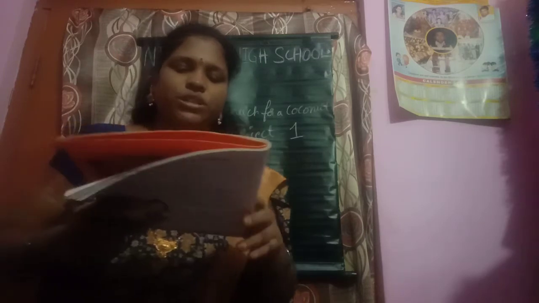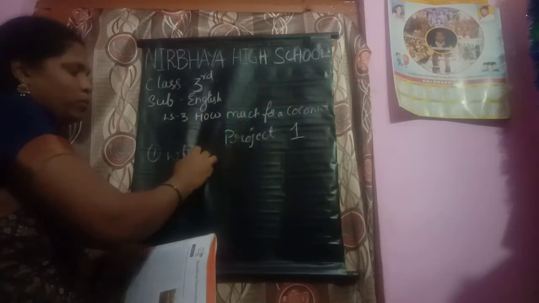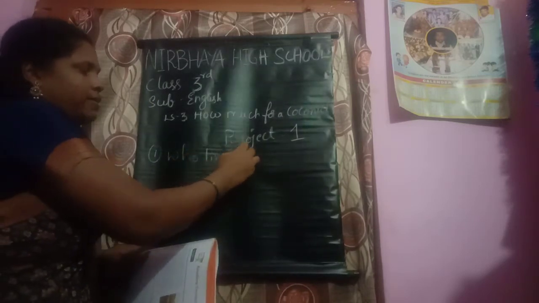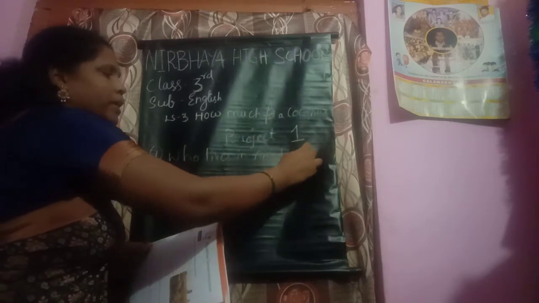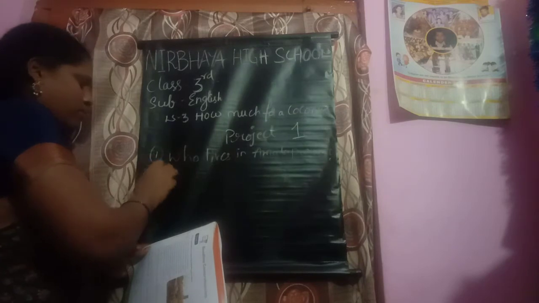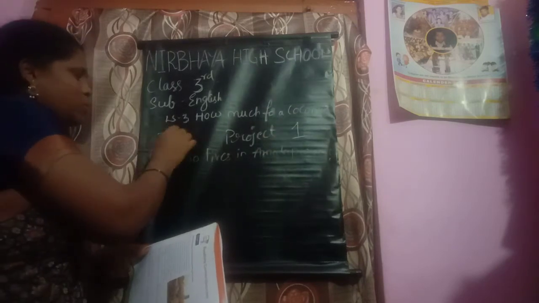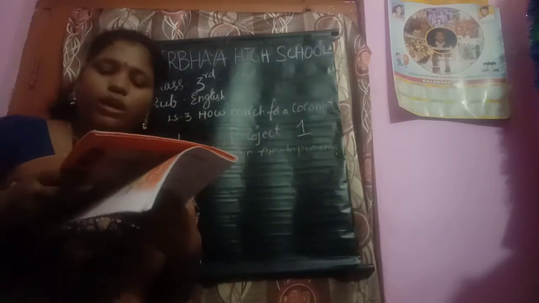What is the first question, children? Who lives in Amalapuram? Who lives in Amalapuram, children? This is passage 1. Who lives in Amalapuram? A young shepherd named Ramu.